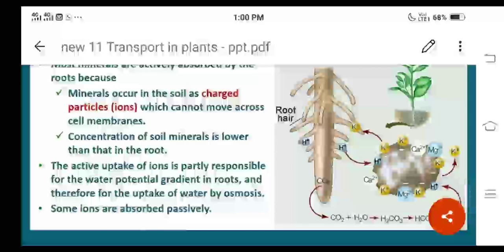And remember, we told that the ions will be actively absorbed, but some of the ions are absorbed passively also. The majority will be absorbed through the active transport mechanism only, but a few ions are absorbed passively.